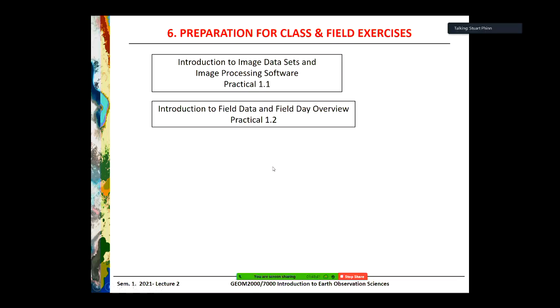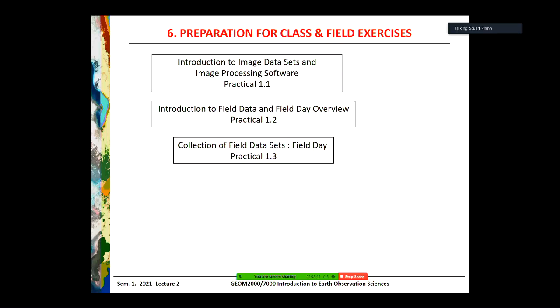So last week and this week, it's all software focused, but image focused, getting ready for the field work. So next week, you'll go to one of the field days, you'll be in a group, you're going to collect data. And that data, you're actually going to use in week 4 in practical 1.4. And you're going to combine your field measurements with the image data sets to answer a whole set of questions.